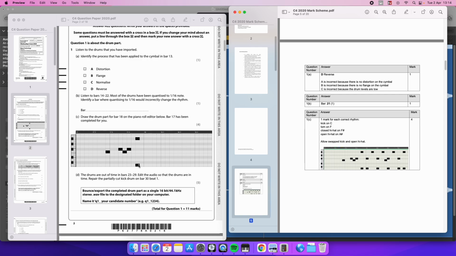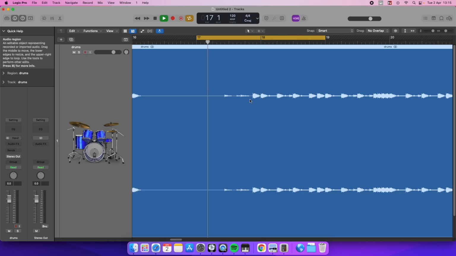And then like an open hi-hat and the kick drum here. So we know there's kick drum, open hi-hat, closed hi-hat, snare, another closed hi-hat. Yeah, and there's another snare drum.